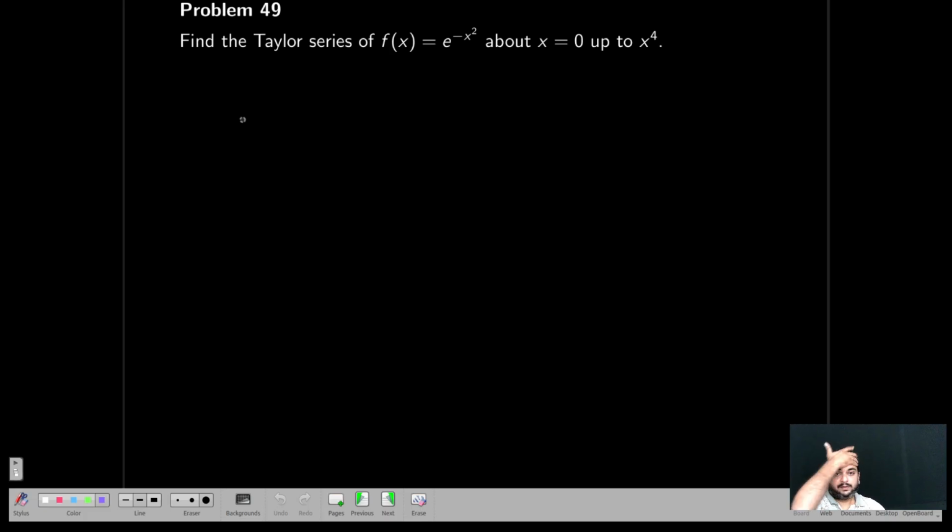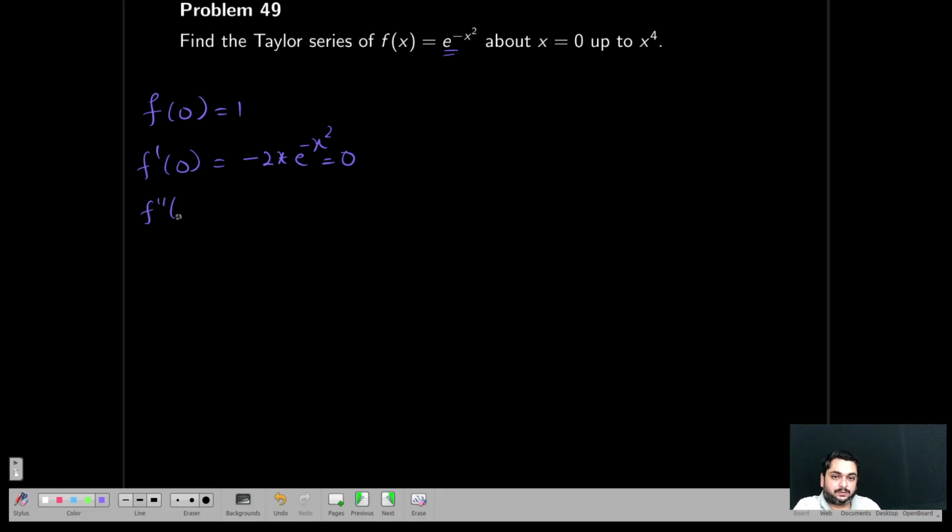Next, find the Taylor series of f of x equal to e power minus x square about x equal to 0, so this becomes the Maclaurin series, up to the fourth term. So for the fourth term, what derivatives to do? f of 0 is equal to 1, f dash of 0 is equal to minus 2x into e power minus x square, this is 0.